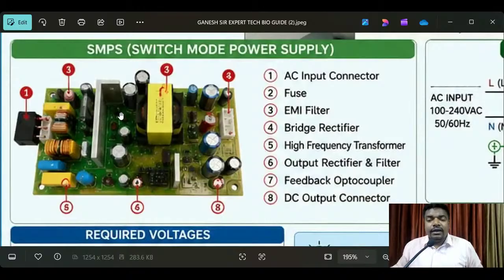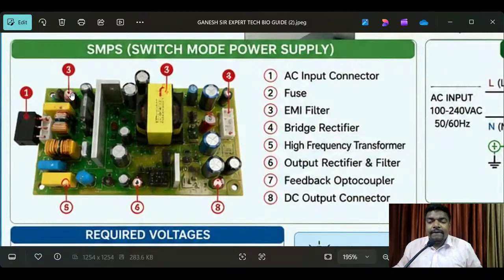Now see here, fuses. Fuse is a protection device, it is there to not damage the complete SMPS. Wherever a problem occurs, that fuse will stop it. So the fuse is a protection device. Okay, right? Come on, EMI filter.